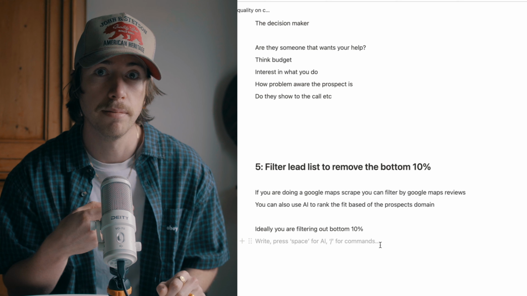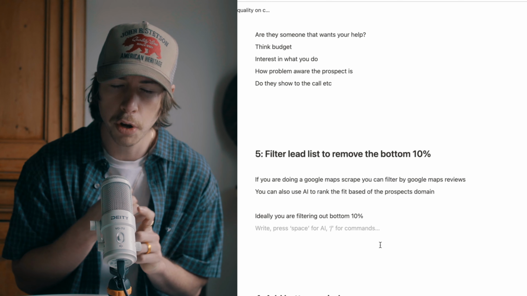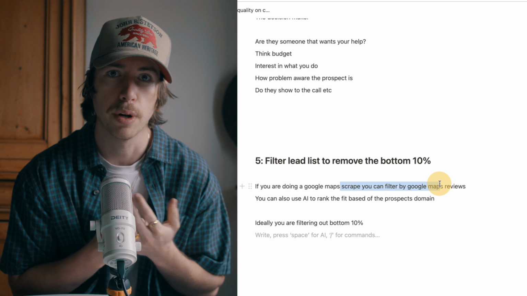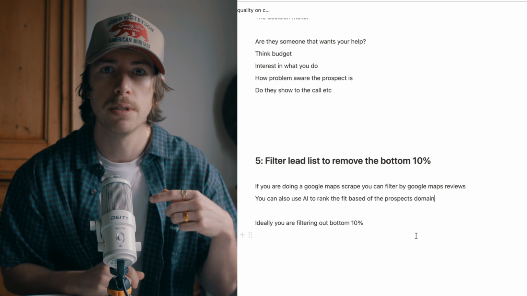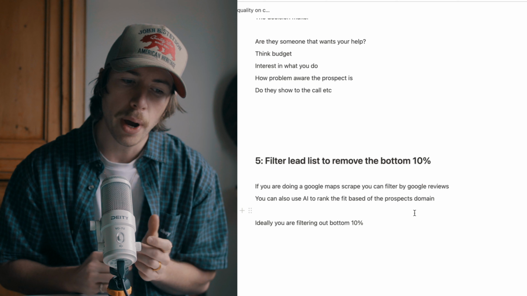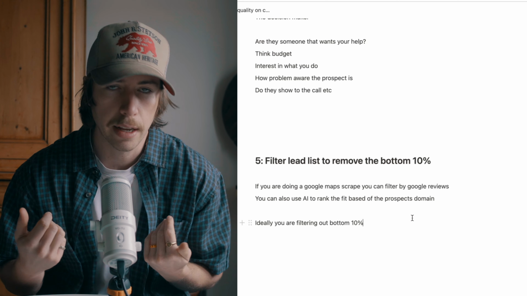Because that one's harder. Okay, so you can filter the lead list. If you're doing a Google Maps scrape, an easy way to do this is filter by number of Google reviews, because if they've got very little reviews, then they're likely to be a smaller company. A better way to do this, but a more complex way to do this, is to use something like Clay.